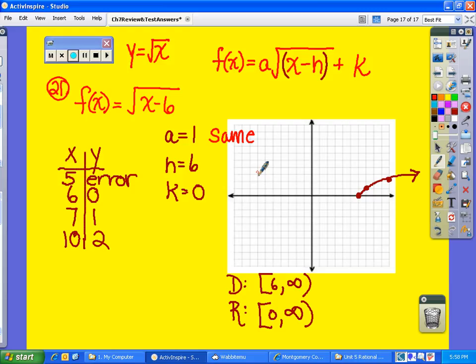Our h value is 6, which means that our function has shifted to the right 6 units. And a k of 0 means that it has shifted neither up nor down.